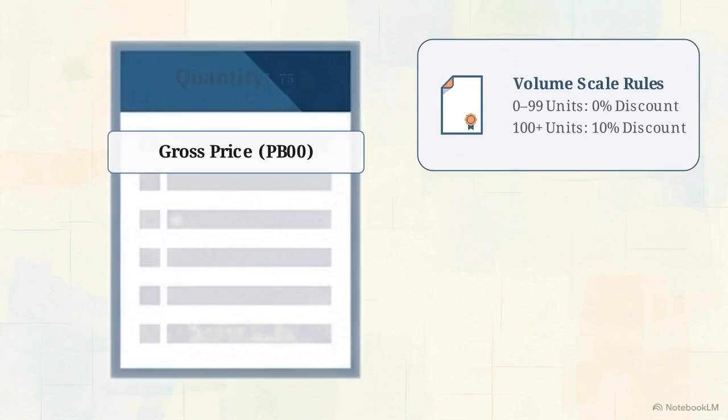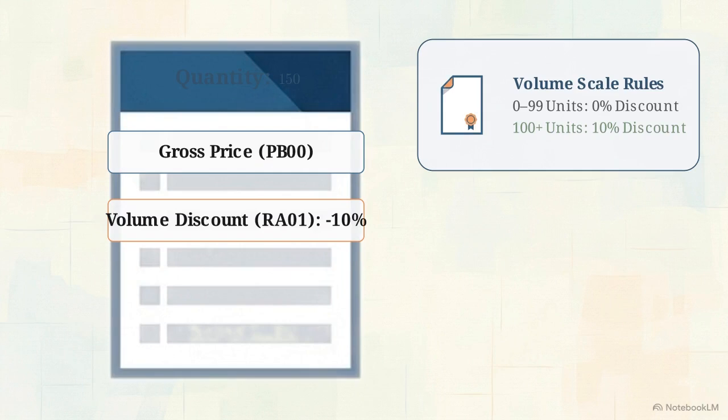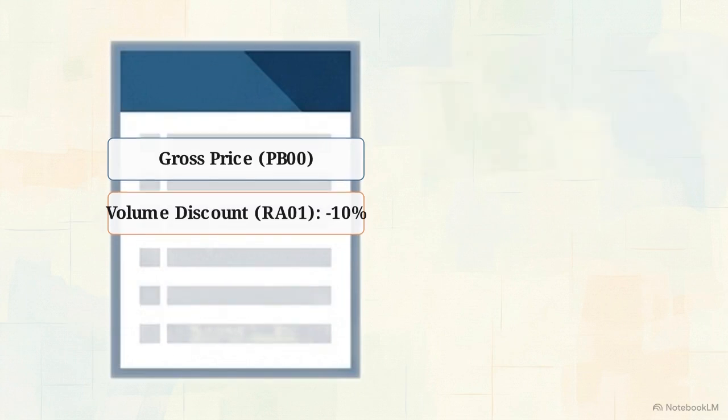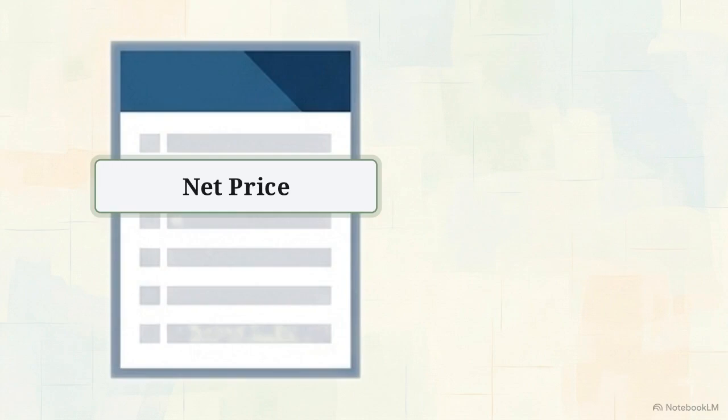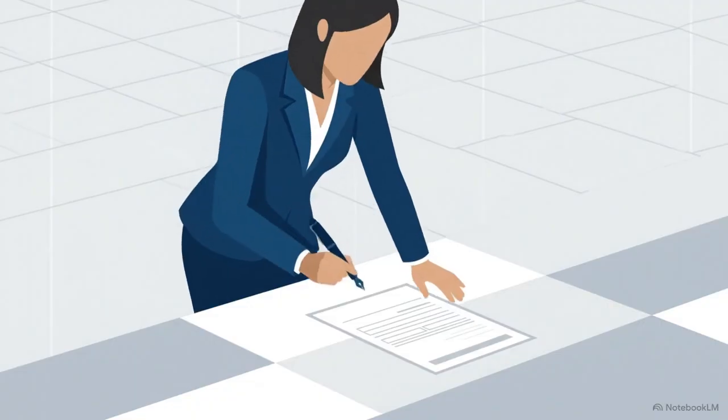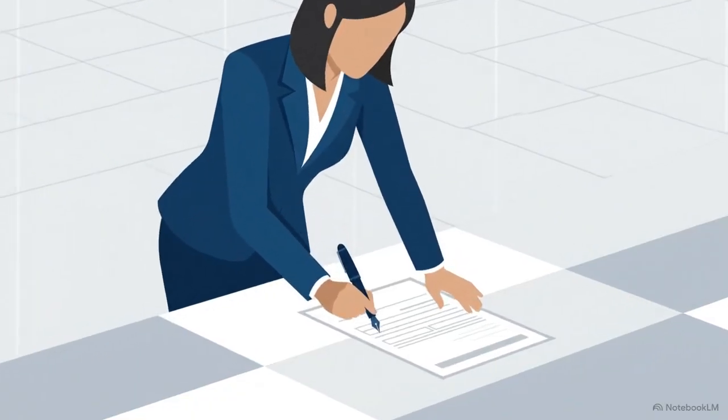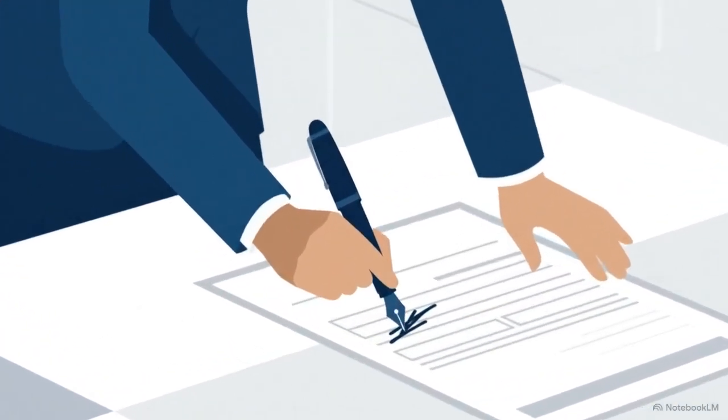If a buyer increases an order from 50 to 150 units, the engine applies a 10% volume discount. The system executes this logic automatically. The buyer doesn't need to remember specific contract price breaks. This discount is subtracted from the gross amount, and the resulting total becomes the net price. Automating this step ensures that the terms negotiated by the C-suite are applied to every individual order placed by the purchasing team.